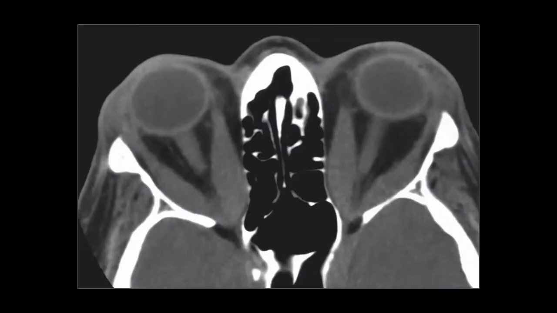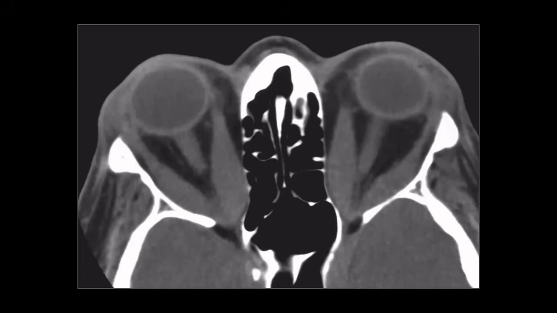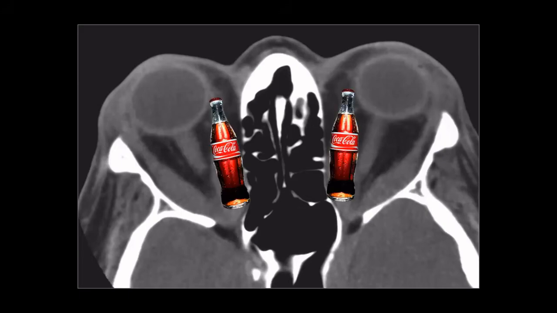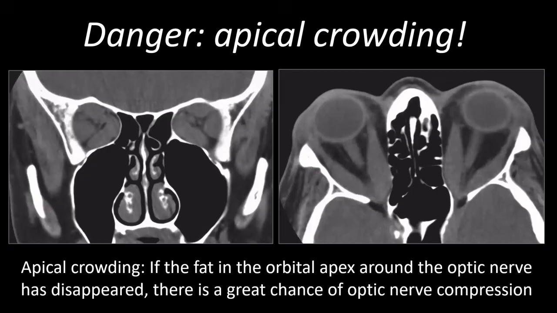This is another patient with thyroid eye disease, and we see, once again, mainly enlargement of the extraocular muscle bellies, but relative sparing of the tendons, giving the muscles the appearance of a Coca-Cola bottle and hence the Coca-Cola bottle sign. Let's move on and return to apical crowding. Here is another patient, well, it's the same as the previous one, with less orbital fat surrounding the optic nerve at the level of the orbital apex. So this is apical crowding.